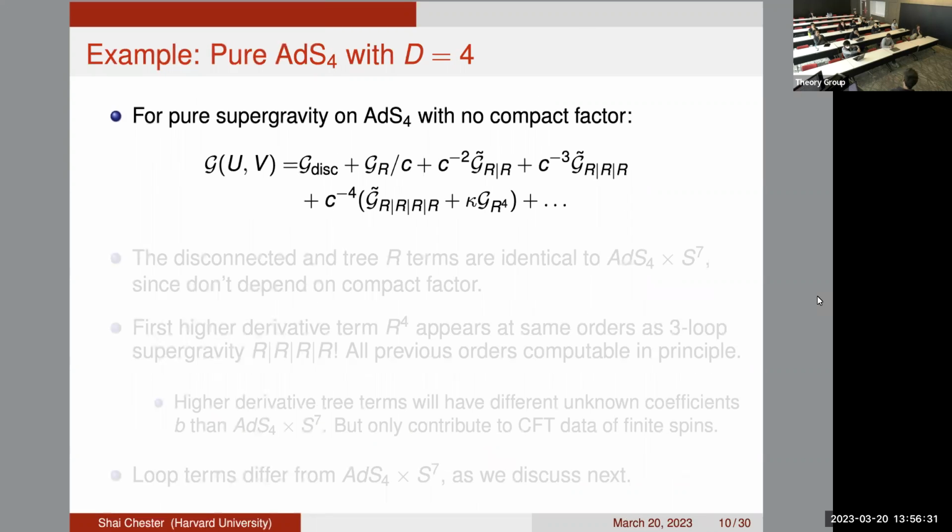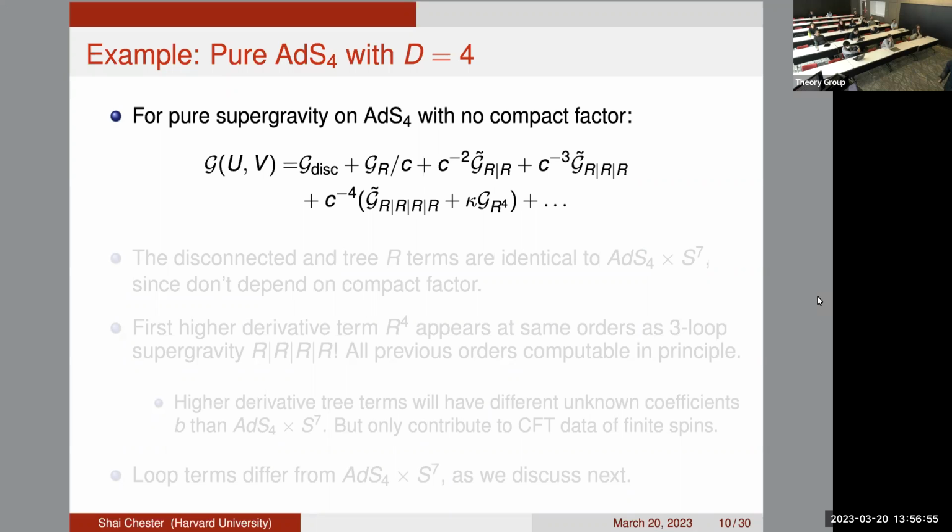Okay, so now let me give you yet another example of this large N expansion, where the bulk spacetime dimension is 4 instead of 11. We just plug D equals 4 into our general D expression. This corresponds to pure supergravity in AdS4 with no compact space. When we plug in D equals 4, the expansion actually looks much simpler. Just as before, we have disconnected tree level supergravity, and those terms are identical because they don't care about the compact spacetime factor.